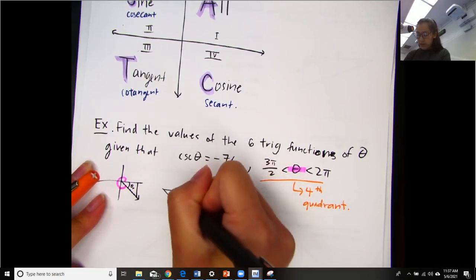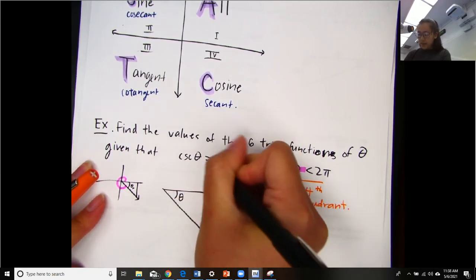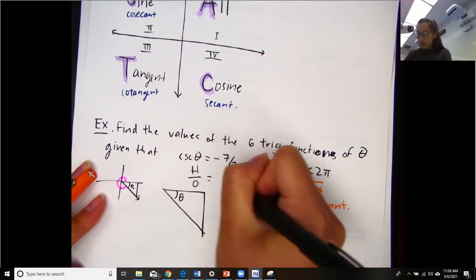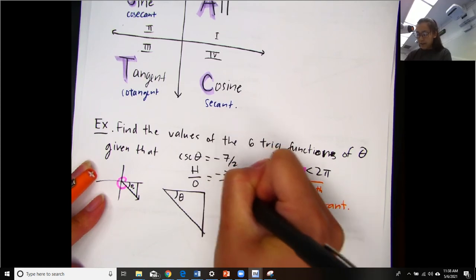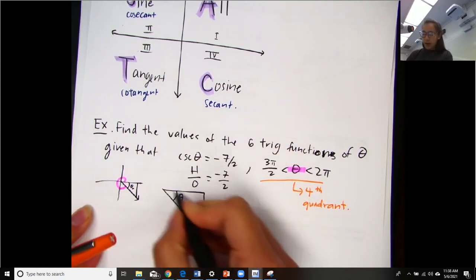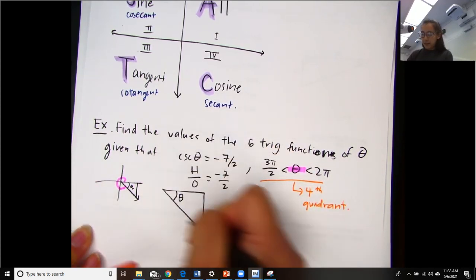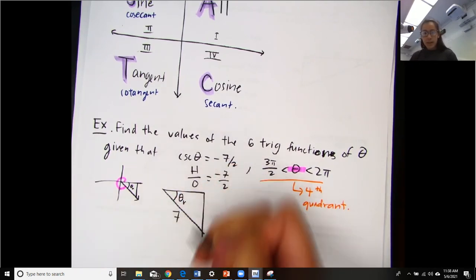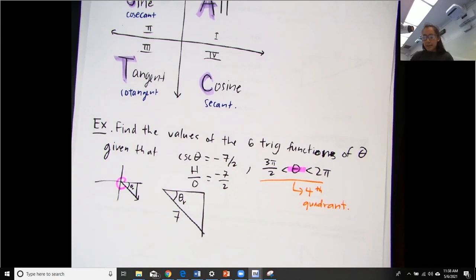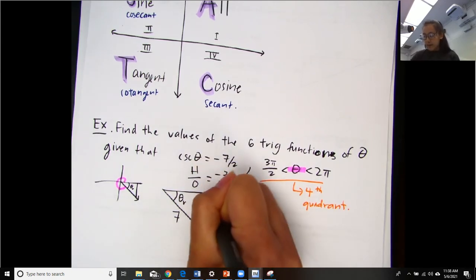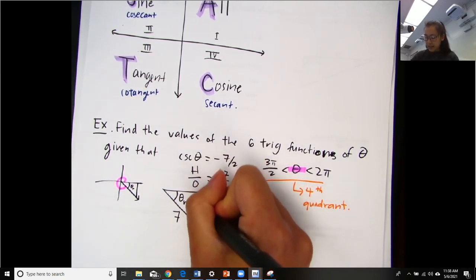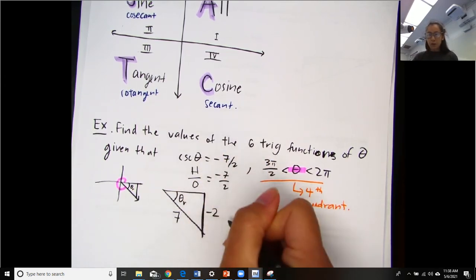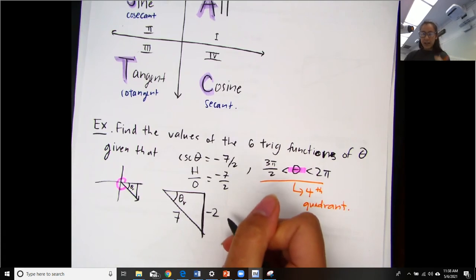What we can do is we can say that means that hypotenuse over opposite equals -7/2. Okay, so hypotenuse, we always make that positive, so we'll put the hypotenuse as 7. And then opposite, we'll make that -2. And this also makes sense because this is going down, so this is a negative y value, and so therefore that's going to be negative. We're labeling that as negative.